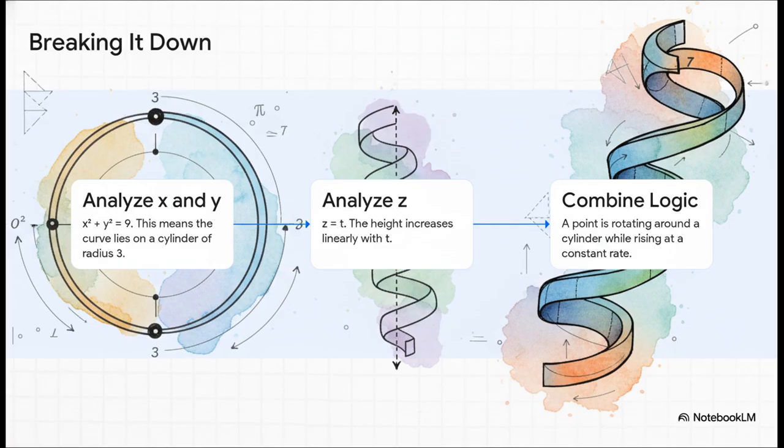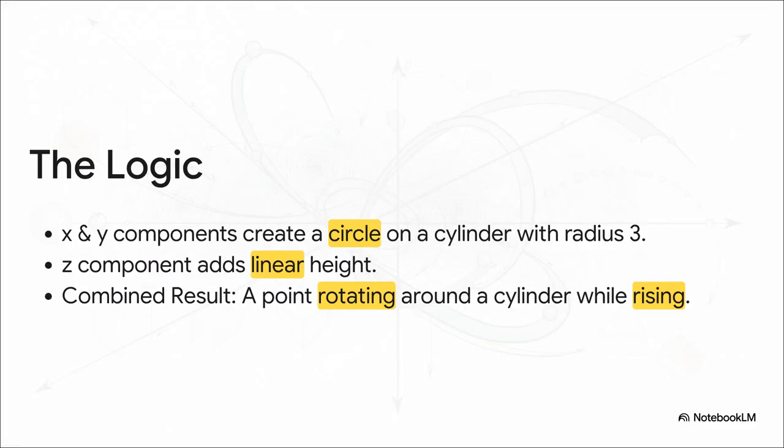Okay, now let's bring z back into the picture. Since z equals t, its height is just increasing at a nice, steady rate as time goes on. So, let's put all the clues together. The x and y parts force our point to live on the surface of a cylinder that has a radius of 3. At the exact same time, the z component is pulling that point upwards at a constant rate.